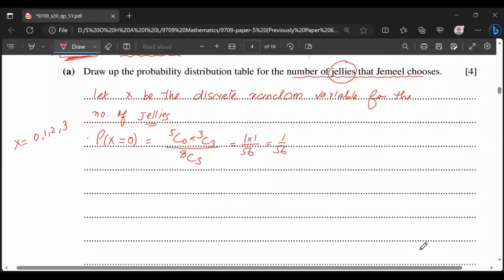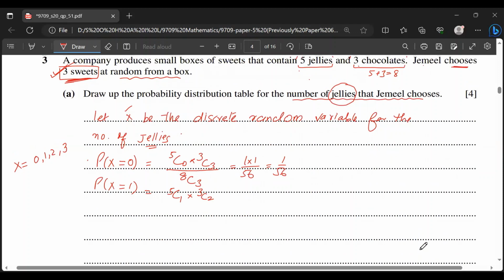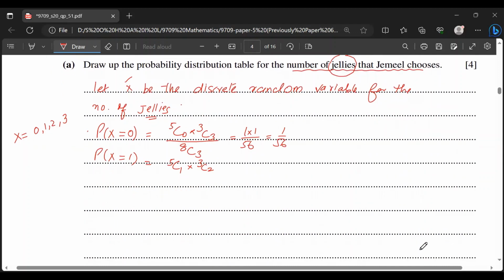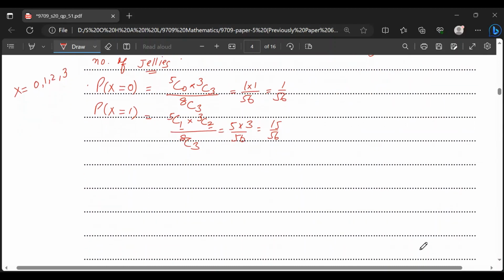The next is probability of X equals 1. X is for the jellies, 1 jelly. So 5C1 means 1 out of 5. Then 3C2 because in total we want to choose 3 sweets. So 1 plus 2 is 3, divided by 8C3, and this simplifies to 5 multiplied by 3 over 56. So it is 15 over 56. This is one way of doing the question. There is another approach as well, so I'll explain both.